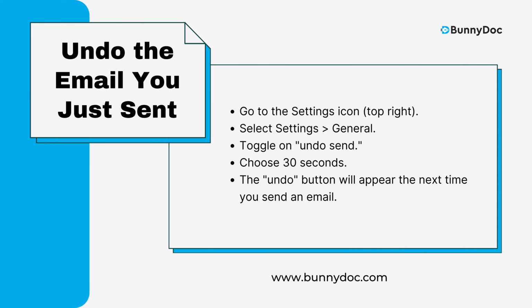Undo the email you just sent. Go to the settings icon top right. Select Settings, General. Toggle on Undo Send. Choose 30 seconds. The undo button will appear the next time you send an email.